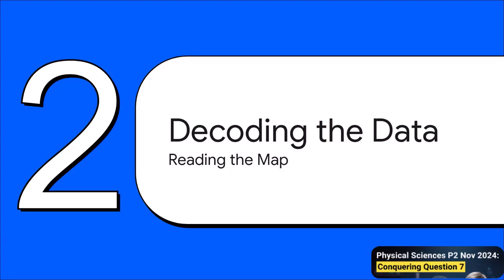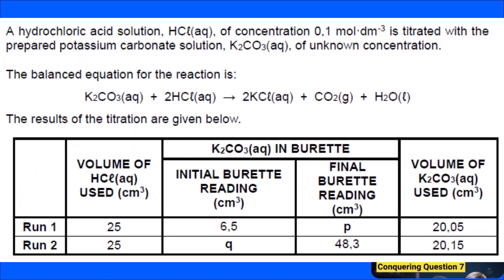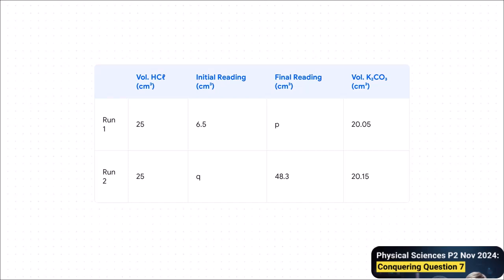Okay, section 2, decoding the titration data. Now, listen up, this is a super important tip. When you see a table of data like this, don't just rush into the calculations. Take a second, read it carefully. Simple mistakes here can cost you big time later on. So here's the table from the experiment. We've got 2 runs, and you'll notice there are 2 missing values, P and Q. Our first job is to figure out what those are. And really, this is just a test to see if you understand how a burette works.